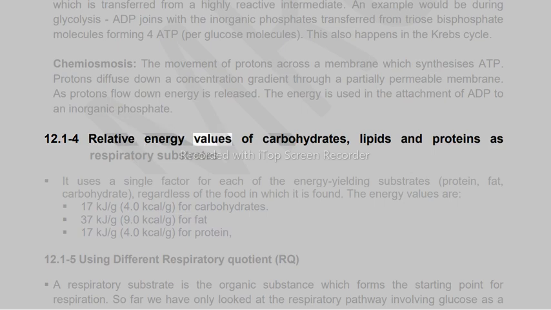12.1.4 Relative energy values of carbohydrates, lipids, and proteins as respiratory substrates.